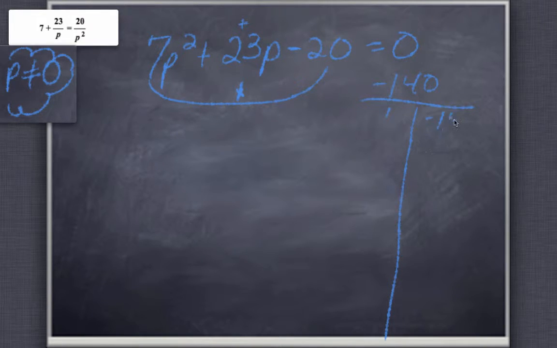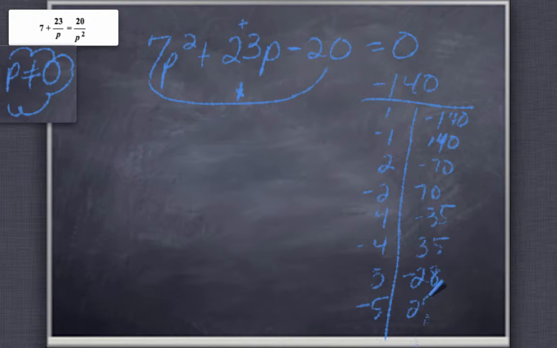So 1, negative 140, or negative 1, 140. 2, negative 70, negative 2, 70. 4, negative 35, negative 4, 35. We're looking for them to add up to 23, so as soon as it adds up to 23, we can stop. 5, negative 28, negative 5, 28. Fortunately, because I'm out of space, that adds up to 23.